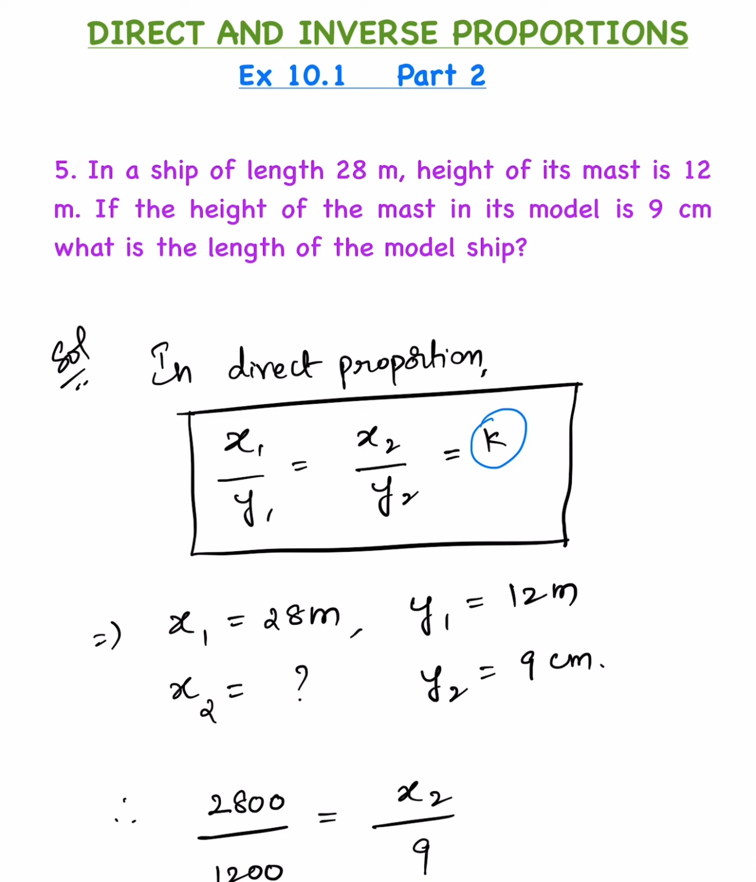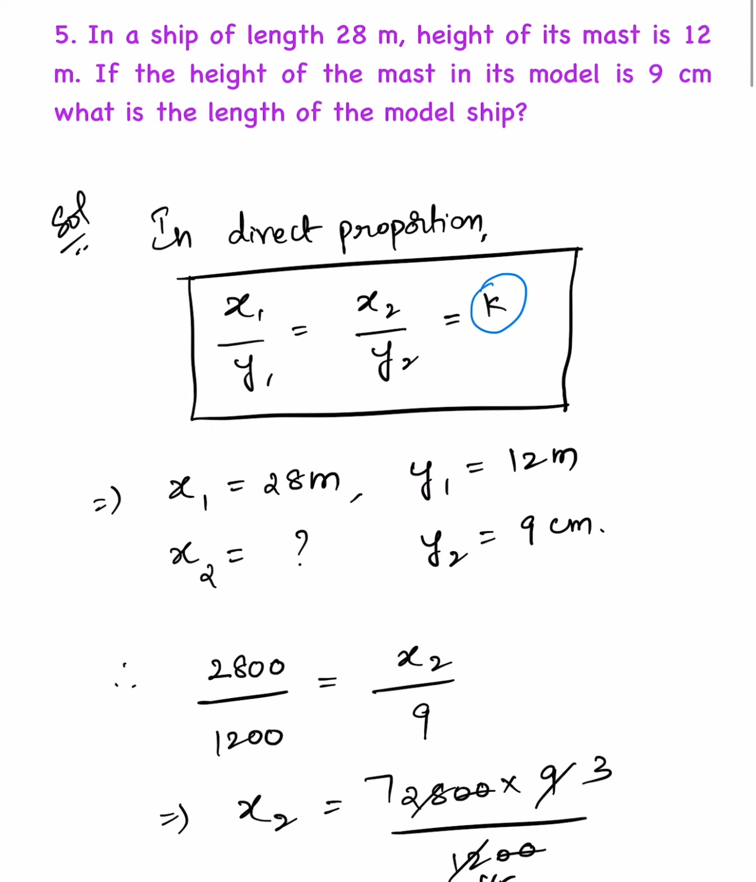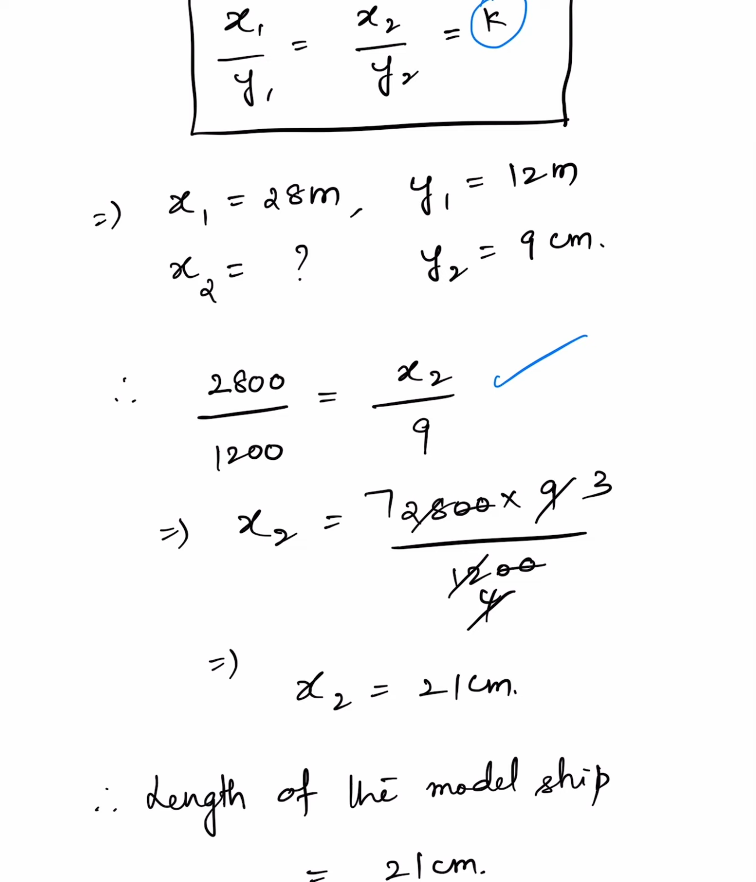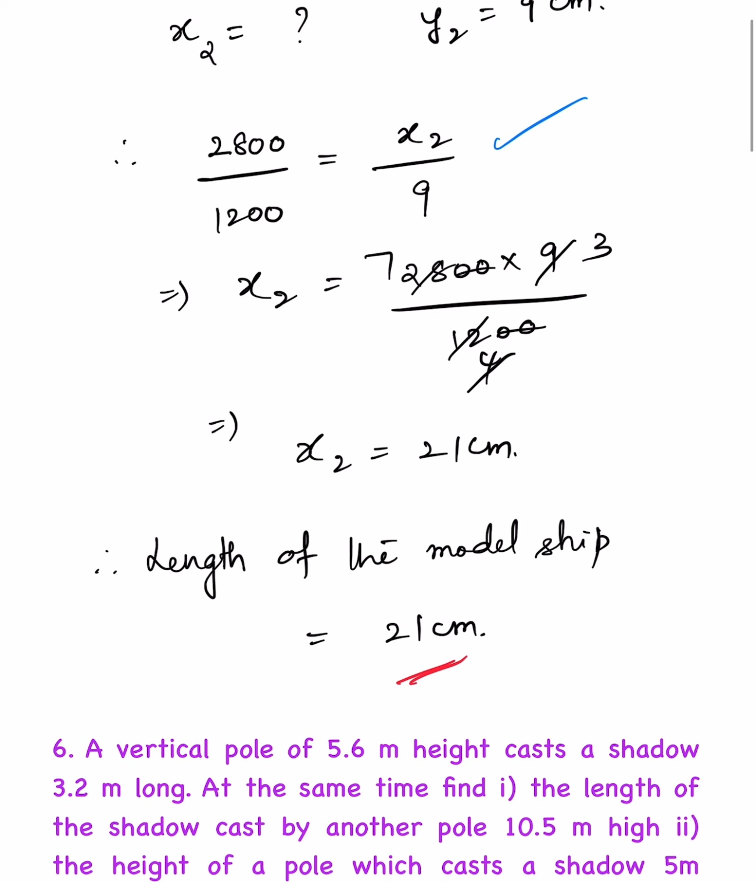So, if y2 is 9 cm, we have to find x2. Because some of them are in meters and some are in centimeters, we'll try to convert everything into centimeters. So, we'll write 28 meters as 2800 cm by 1200 cm is equal to x2 by 9. Therefore, x2 equal to 2800 into 9 by 1200. After simplification, it becomes 21 centimeters. Therefore, length of the model ship is 21 cm.